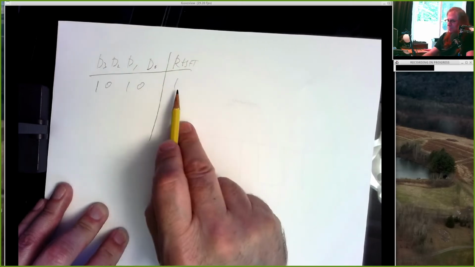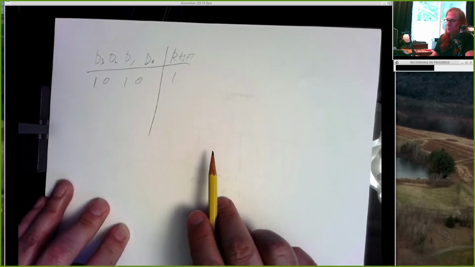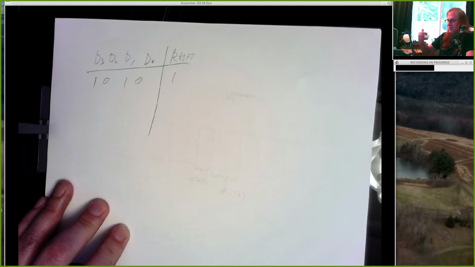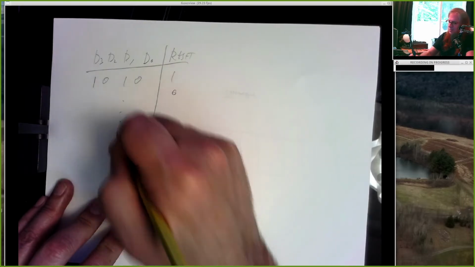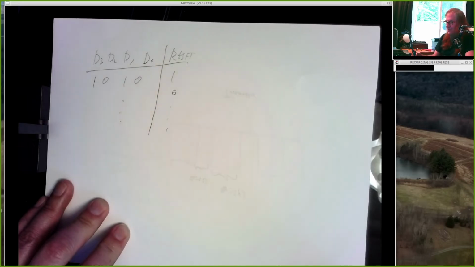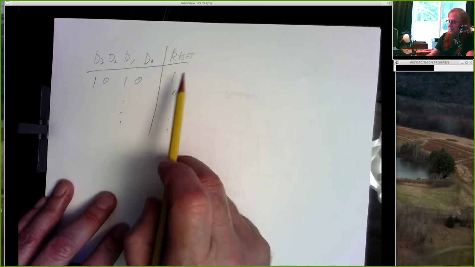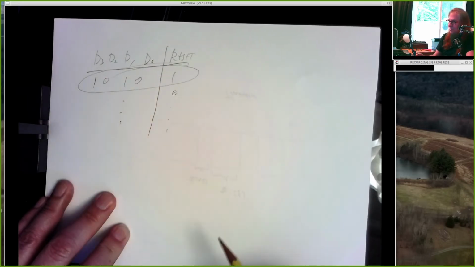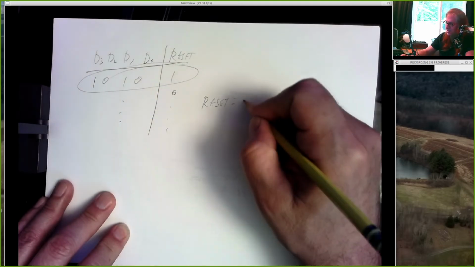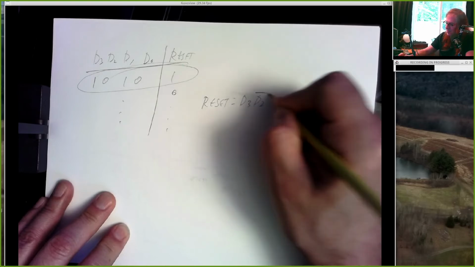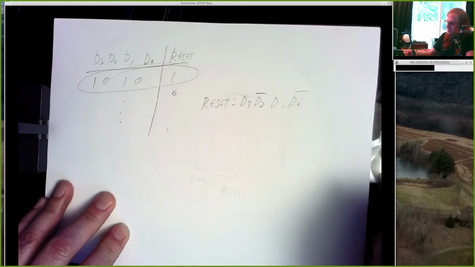I want my output to be 1 when my input is 1010. So count 7, 8, 9. When it gets to a 10, set a reset equal to 1, and I want it to be 0 everywhere else. So as a sum of products, I have a single row with a 1 output. And so my equation is going to be reset equals D3, D2 bar, D1, D0 bar.